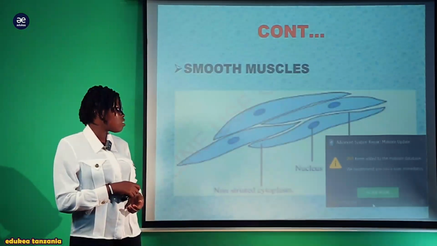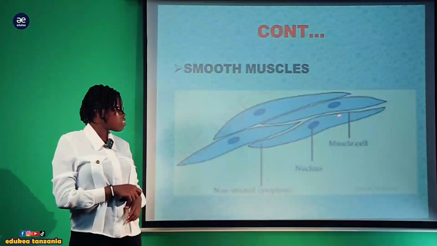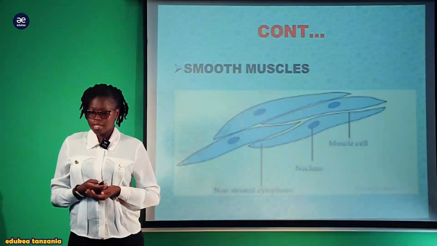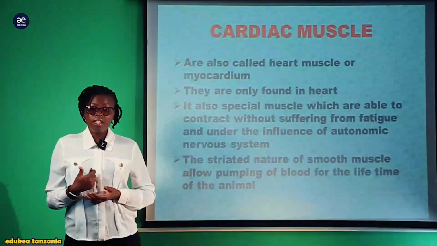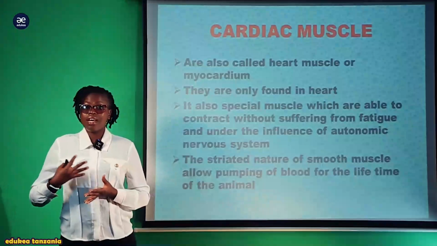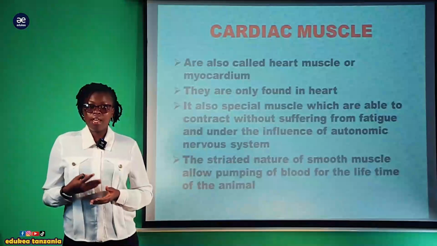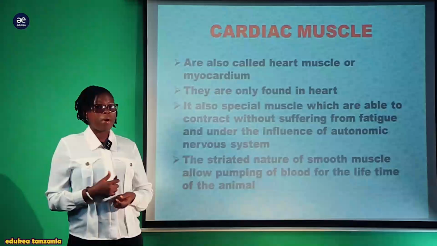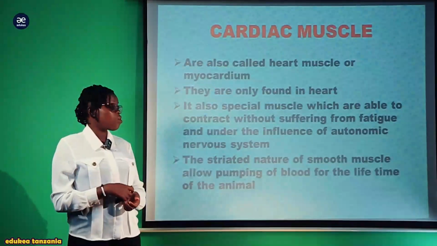They are not striated as you see here. They tend to have this nucleus. These are the muscle cells, and they are not striated as we saw in skeletal muscles. The last type of muscle is cardiac muscle. The cardiac muscles, these are the muscles which are found within the heart. So these are muscles which are found only in the heart, and they contain the specialized cell called pacemaker cells. So these are also called heart muscle or myocardium. So the cardiac muscle are also called heart muscles or myocardium.